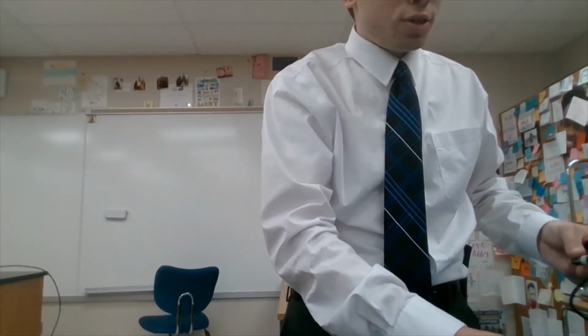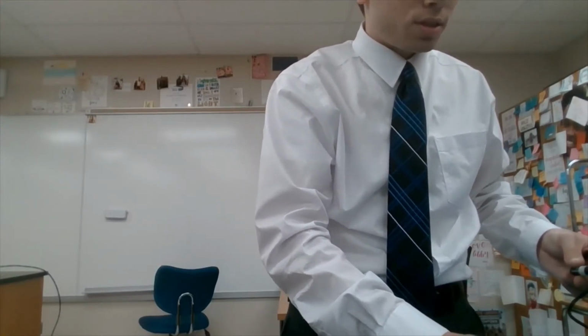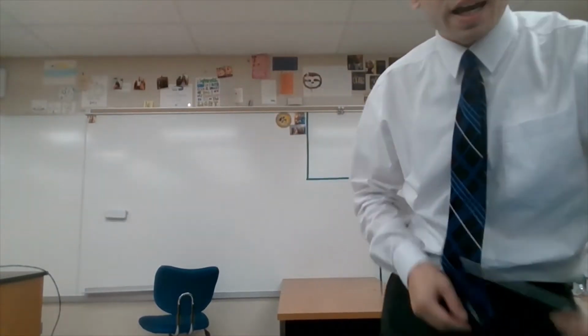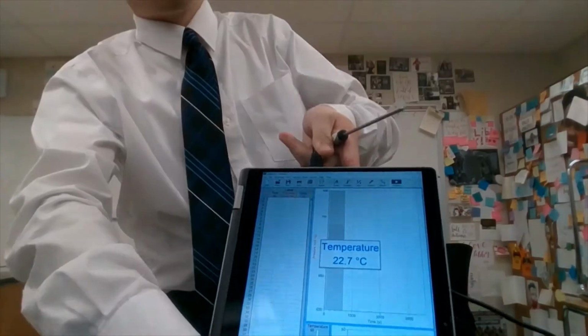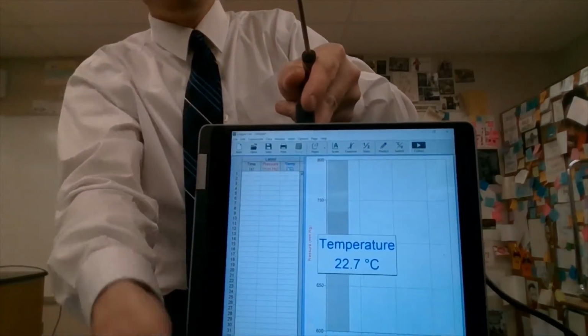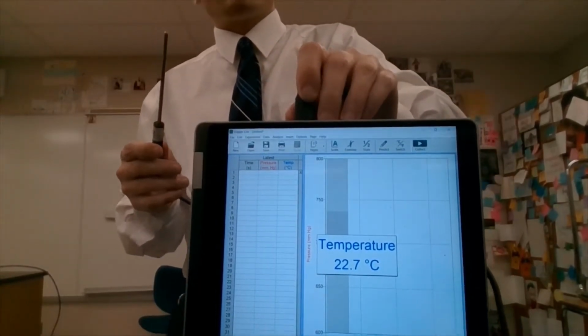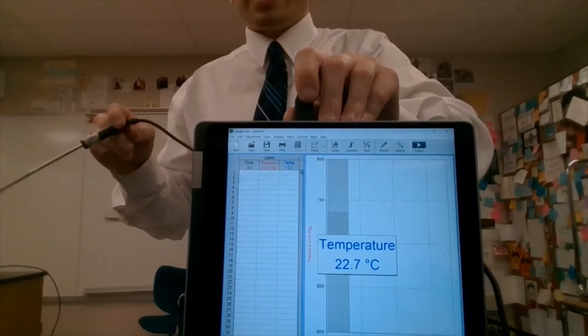Okay, the next thing we need to do is know what the temperature of the air is around us. To do that, I have a cool temperature probe here, and we're going to measure the temperature of the air, and we're going to measure the temperature of the water, because they're actually just a little bit off in this case. Right now I'm just measuring the temperature of the air. So you can go ahead and record that as the temperature of the air in Celsius in your data table.